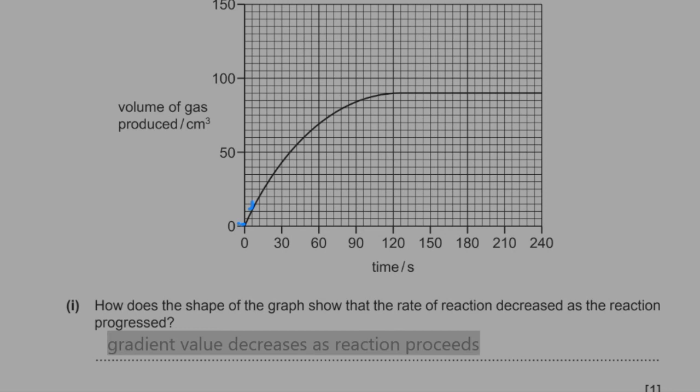It would level off with the amount of final product being the same, because the amount of product remains the same. The only change is the rate at which it forms.